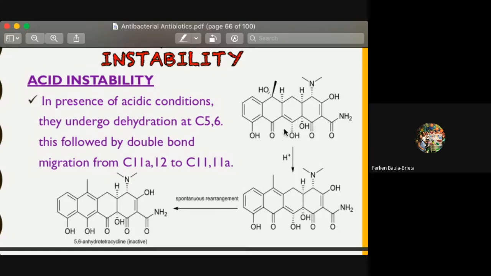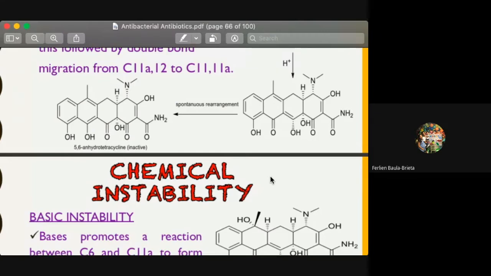Okay, it has hydroxyl functional groups that are readily dehydrated, okay, dehydrated, or it easily withdraws water because of that weak bond. And therefore, it will be rendered unstable in the presence of acid.